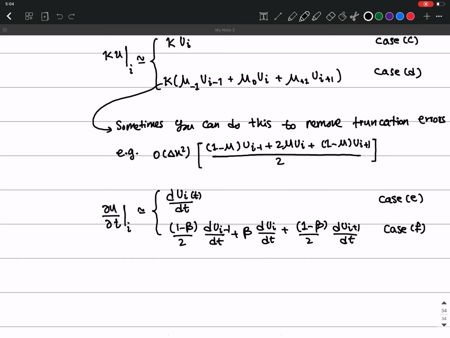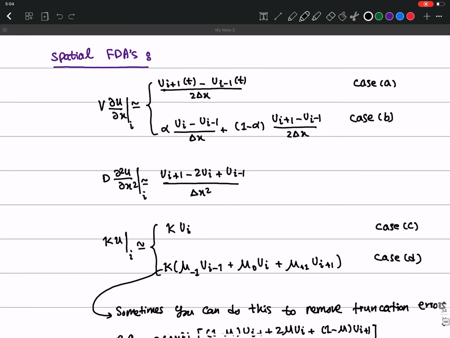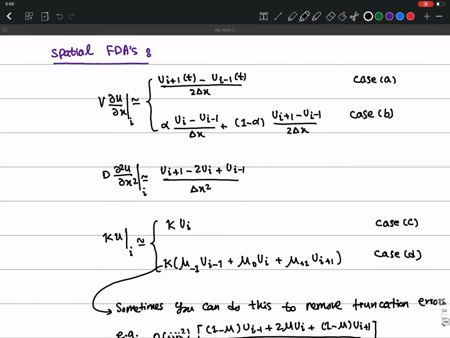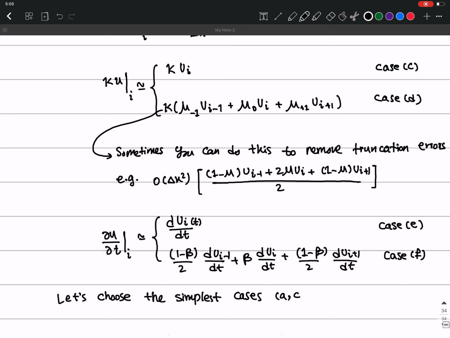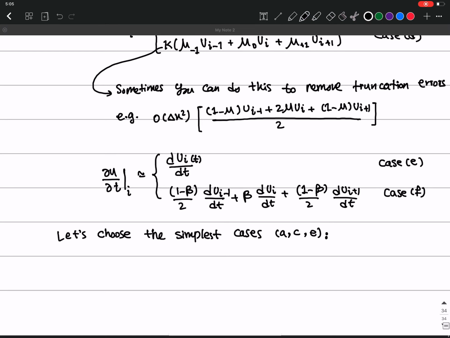Now that I have all the terms of this equation approximated in terms of their nodal values, with finite difference approximations, I'm going to choose the simplest one. So let's choose the simplest cases of A, C, and E. This is the simplest case, okay? So let's write the equations in terms of that.